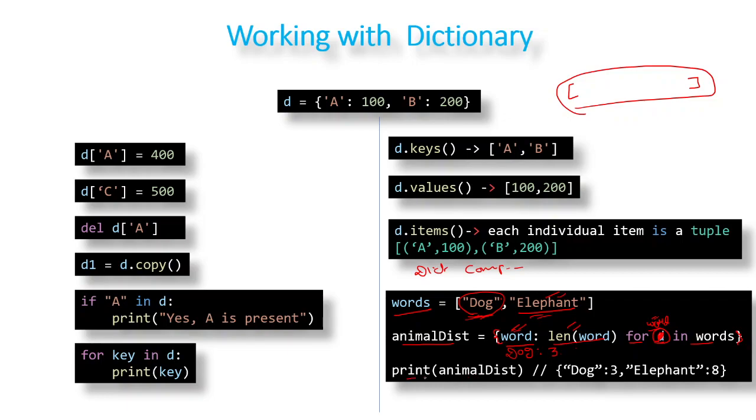So if we try to print this animal dictionary, it will get something like this: dog colon 3 and elephant colon 8. So this is called dictionary comprehension, which is a powerful way to create dictionaries. We have the same concept in list as well, so you can go ahead and watch that video and get the clarity.